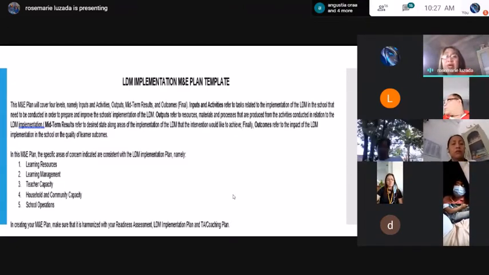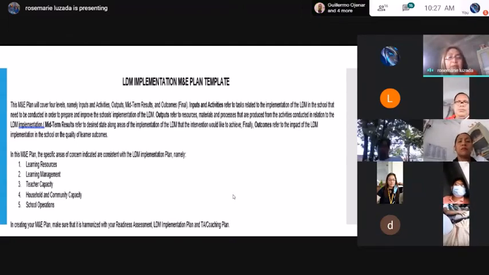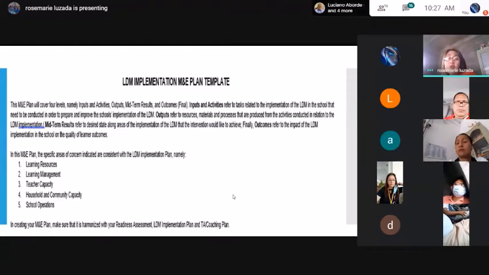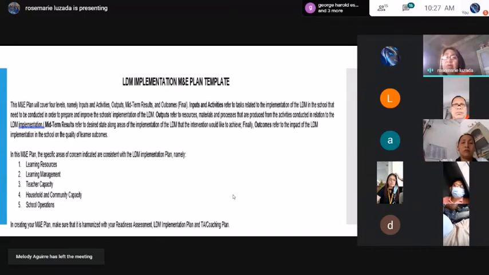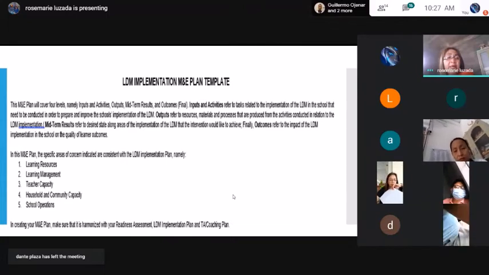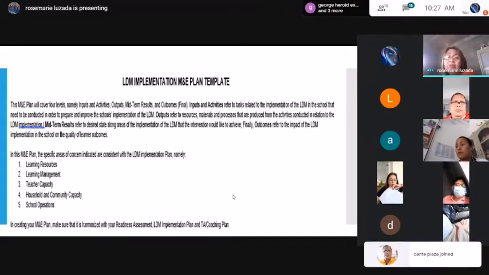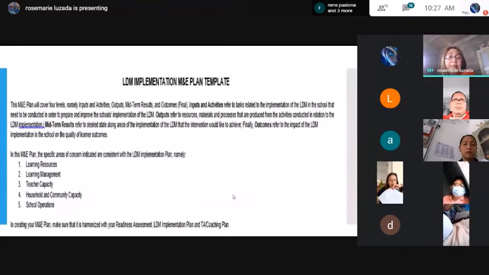Inputs and activities refer to tasks related to the implementation of the LDM in the school that need to be conducted in order to prepare and improve the school's implementation of the LDM. Output refers to resources, materials, and processes that are produced from the activities conducted in relation to the LDM implementation. And the midterm results refer to the desired state along areas of the implementation of the LDM that the intervention would like to achieve. And then finally, outcomes refer to the impact of the LDM implementation in the school and the quality of learners' outcomes.